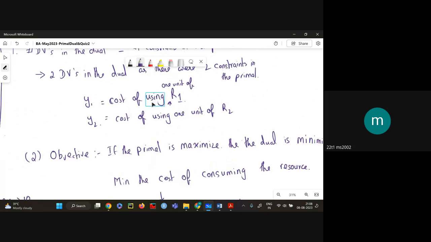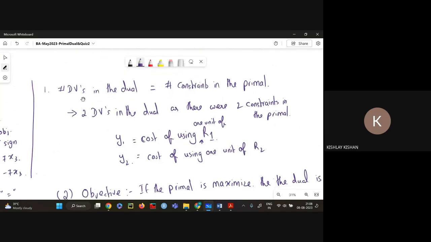No, the decision variable is always going to be the constraints only, no? No, the decision variable is going to be the number. Since the decision variables in the dual is the number of constraints in the primal, there are always going to be one decision variable for each constraint.